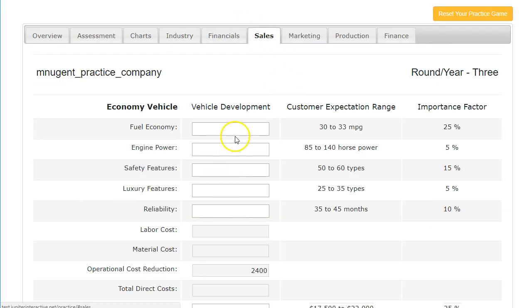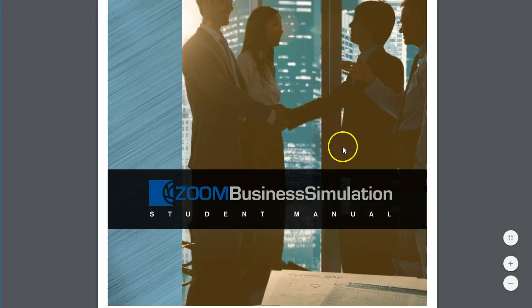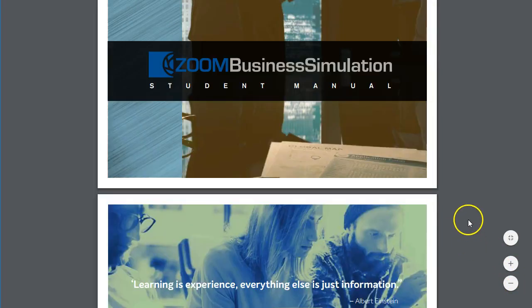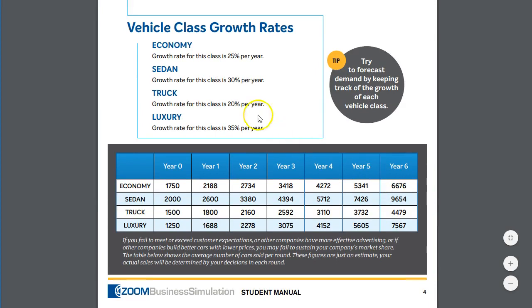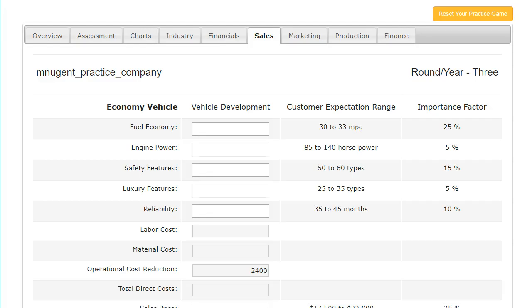And then I go back to my sales page. So the first thing I would do is I'd go to the student user manual, and I would review the forecasting area. And I see that I'm in year 3, and I'd review the growth rates for the car classes, and this is what, if everybody made the same exact car, this would be the averages of what I'd sell. So this is a good thing to know. So I go back into redesign the vehicle.